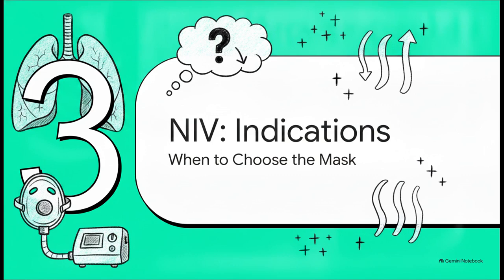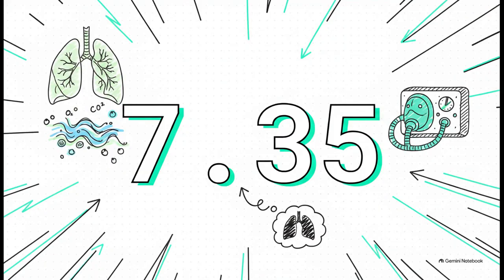Now that we understand the how, let's talk about the when. When do we reach for the mask as our first-line therapy? What's really fascinating here is that there are very specific arterial blood gas thresholds that act as your evidence-based trigger. Let's say your patient is having a COPD exacerbation.